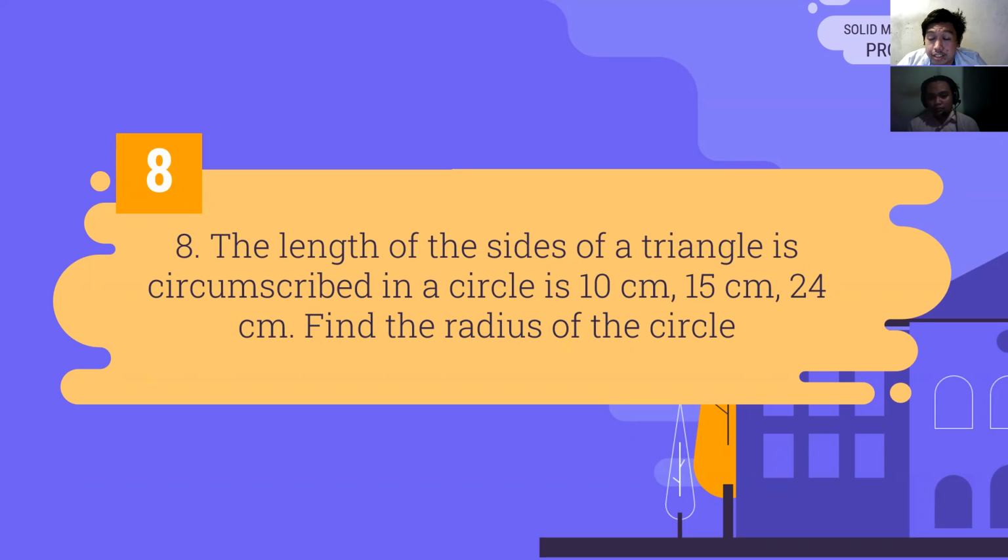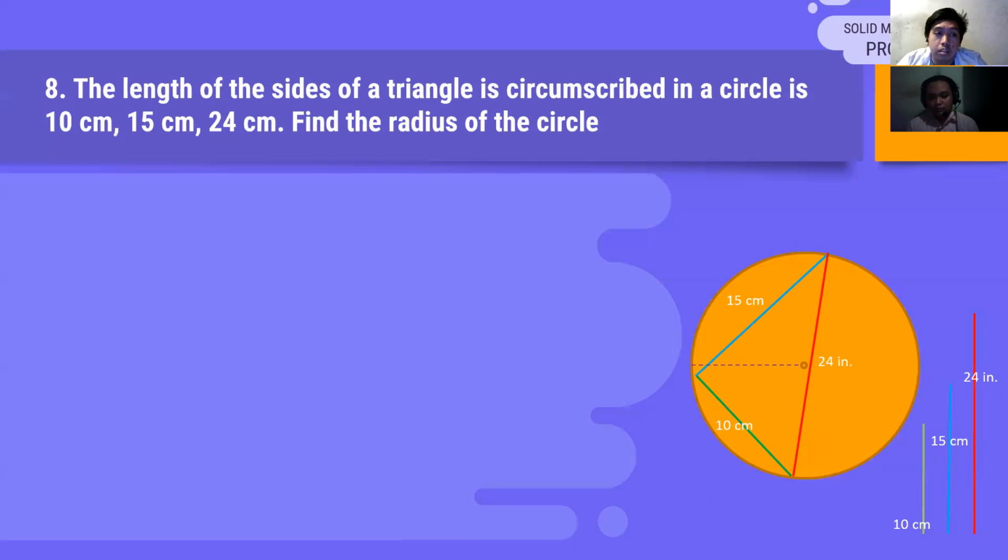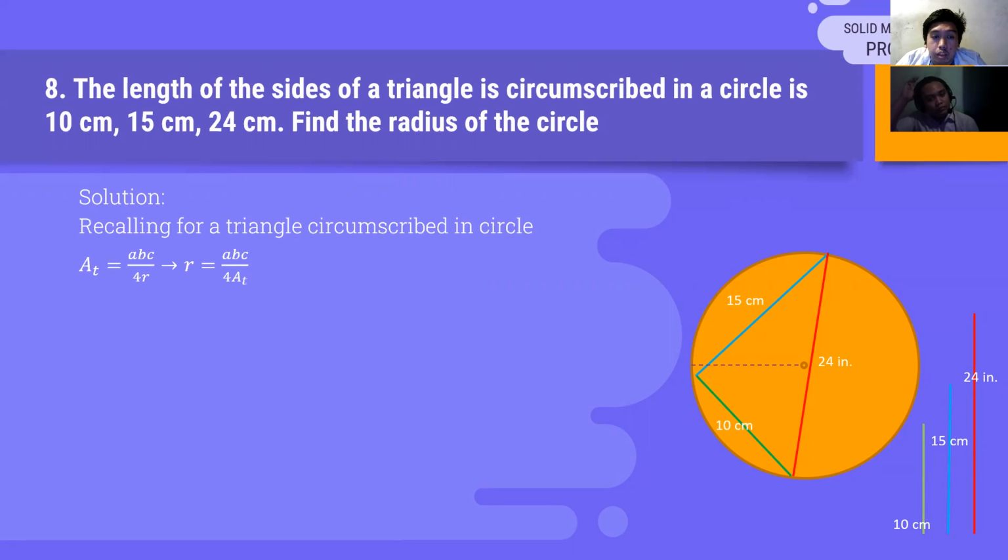For the last question, number 8, the lengths of the sides of a triangle circumscribed in a circle are 10 cm, 15 cm, and 24 cm. Find the radius of the circle. In this case, we must recall that the area of a triangle is equal to A multiplied by B multiplied by C over 4R. Rearranging the formula, we get R is equal to A times B times C over 4 times the area.